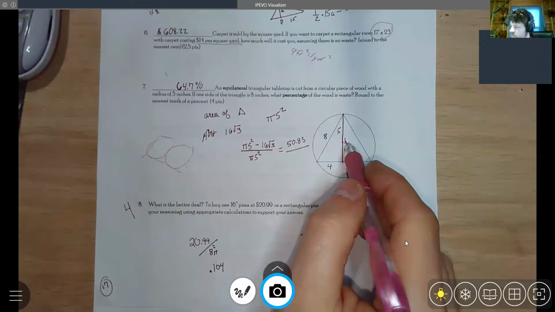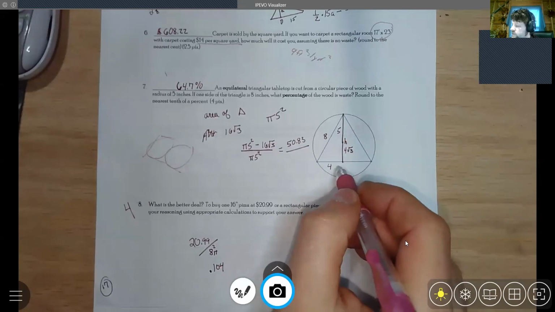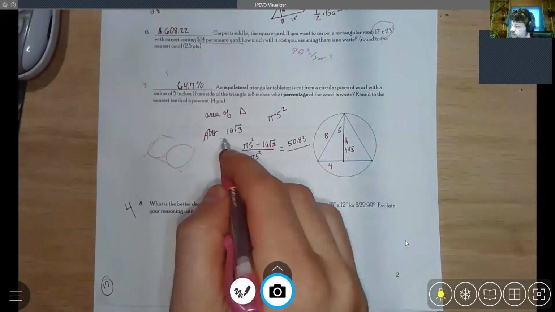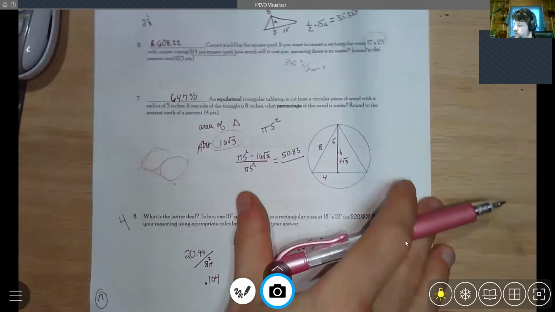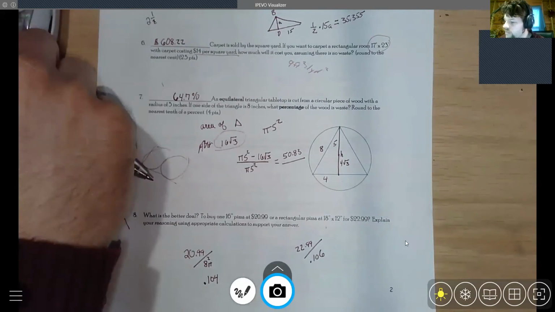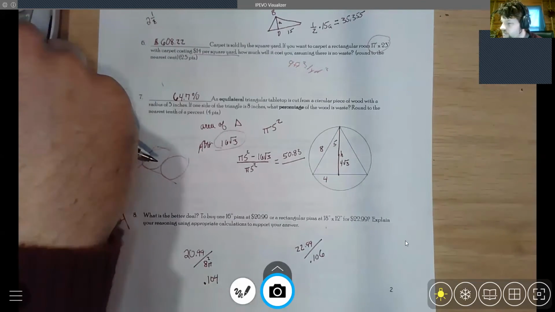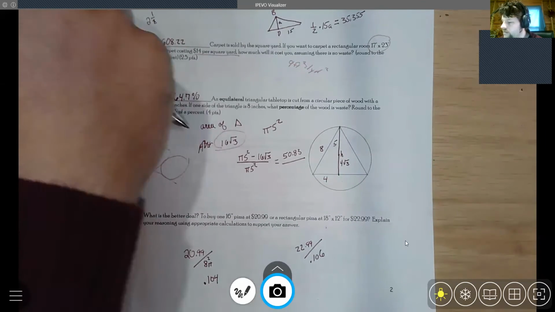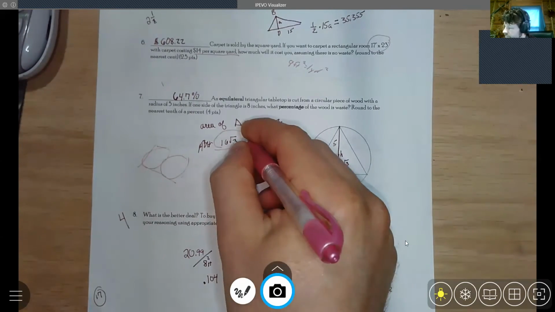So then this is 4. And then I solved for the height using the Pythagorean theorem. And so then the area of my triangle is 16 times the square root of 3. So if you did this with Heron's formula and you got a decimal, it would be 27.71.